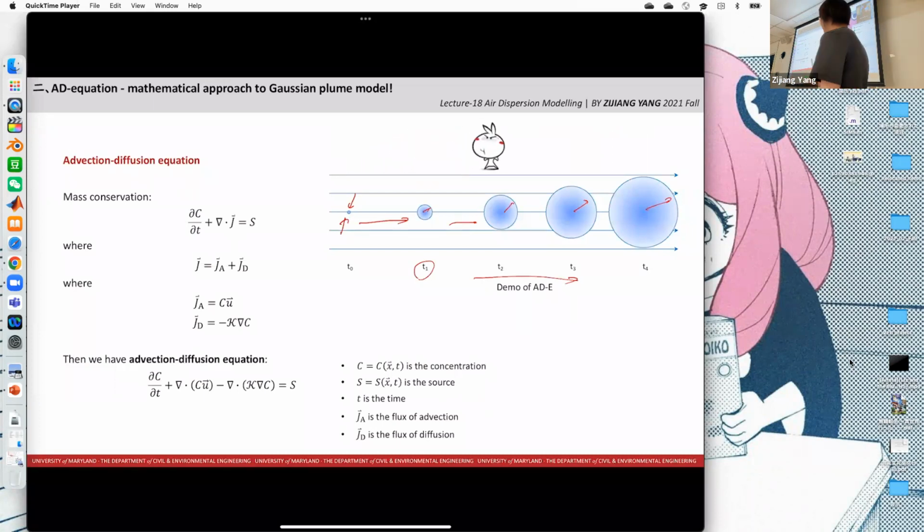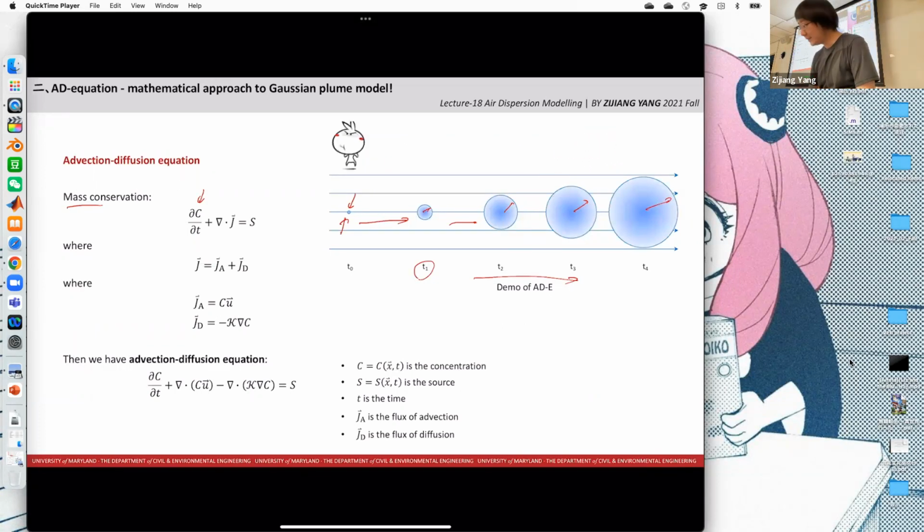For this process, we can describe it mathematically. We can start from the mass conservation equation. This term refers to the concentration change with time. This refers to the net flux. And this refers to the source strength.